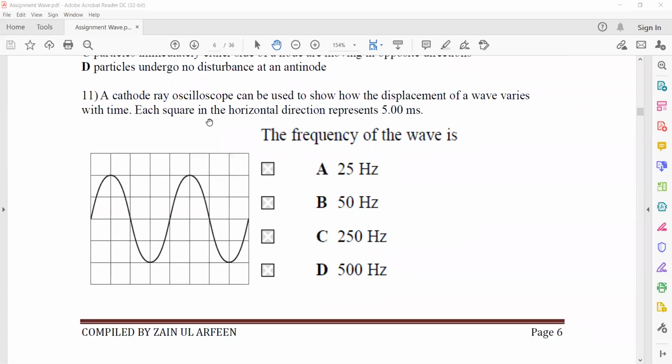In question 11, a cathode ray oscilloscope can be used to show how the displacement of a wave varies with time. Each square represents 5 milliseconds. What is the frequency? First, you should get the time period. Time period is 4 boxes multiplied by 5, so 20 milliseconds, or 20 times 10 to the minus 3 seconds. And frequency is the reciprocal of time period. F is 1 over T.